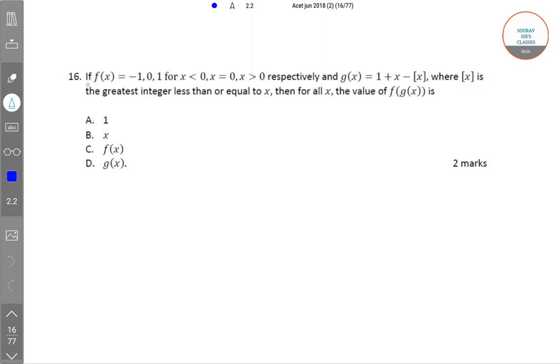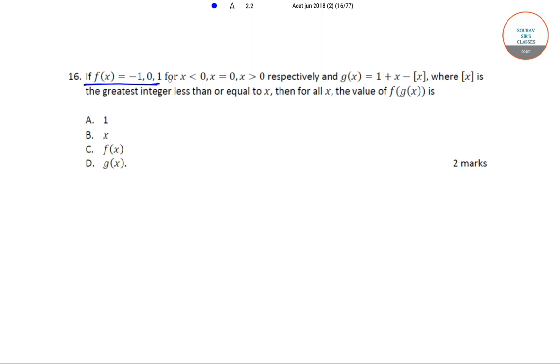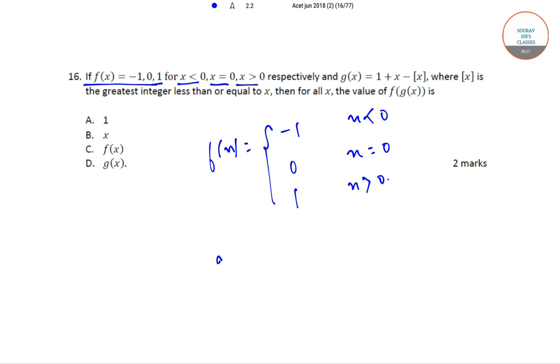The question is, if f(x) is equal to minus 1, 0, 1 for x less than 0, x is equal to 0 and x greater than 0. So f(x) is equal to minus 1 for x less than 0, 0 for x is equal to 0 and 1 for x greater than 0 respectively. And g(x) is equal to 1 plus x minus [x], where [x] is the greatest integer less than or equal to x. Then for all x, the value of f(g(x)) is.